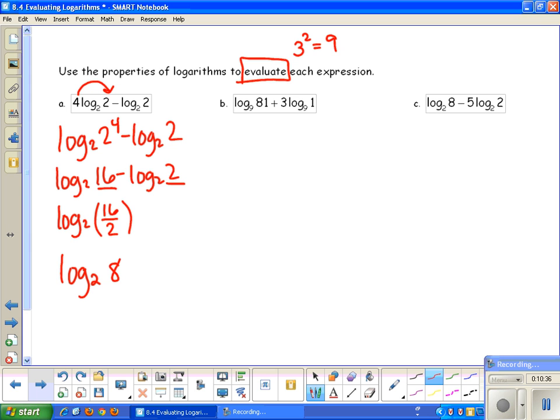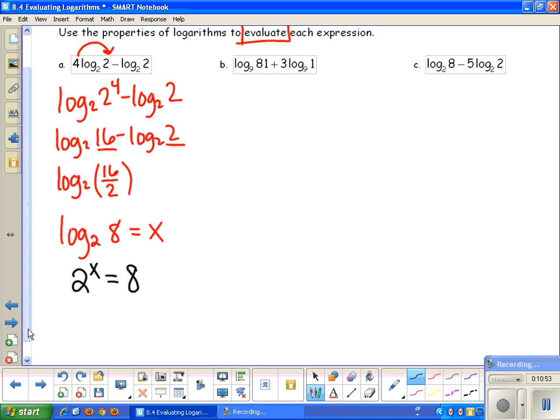And then we're not done because we can evaluate this. To evaluate this, I'm trying to figure out what it is equal to. And remember we said before, when I'm evaluating a logarithm, if it's not base 10, I need to use exponential form to solve. So this would be 2 to what power gives me 8. The best way to do this is by getting a common base. I know that 2 to the third power is 8, so then I know that x would be equal to 3. So that means that the log base 2 of 8 is equal to a value of 3, and that would be my solution.